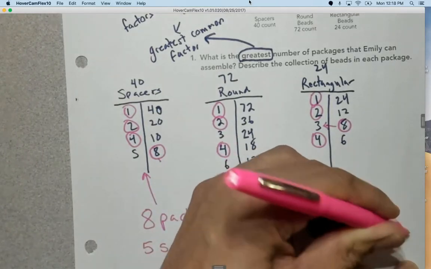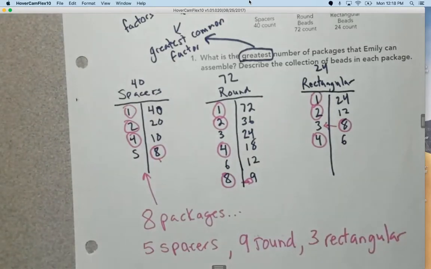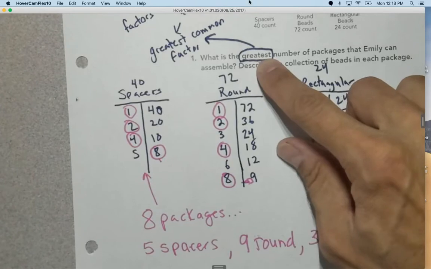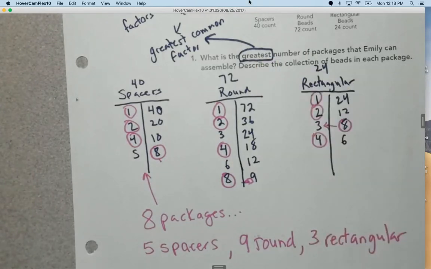So this is the greatest common factor problem. They talk about splitting it up into equal groups. They use the word greatest in the question. When I do that, I find the common factors, and then I can talk about them with their factor pairs for how much I break it up into and how much is in each bag or package or group.